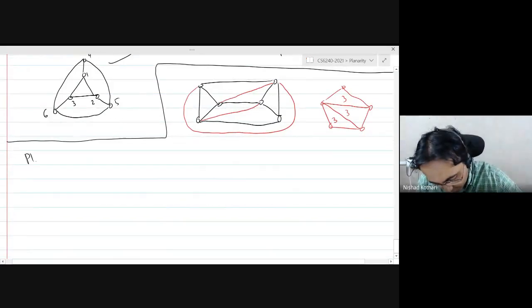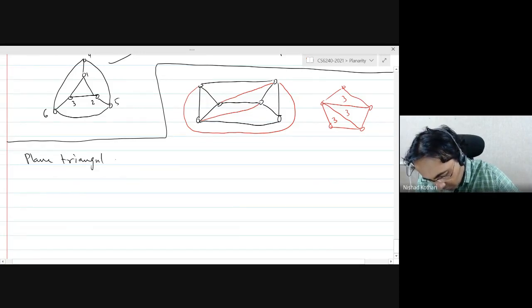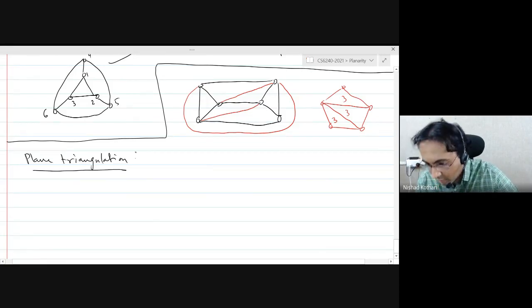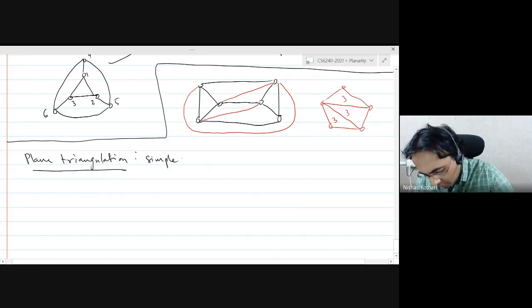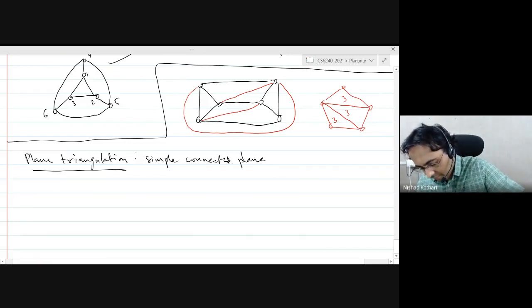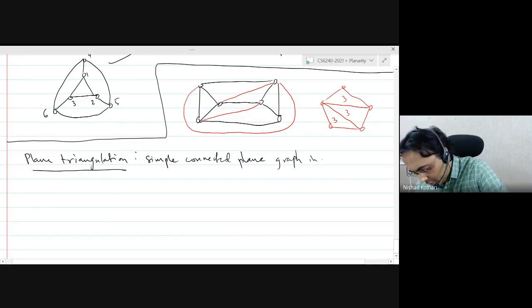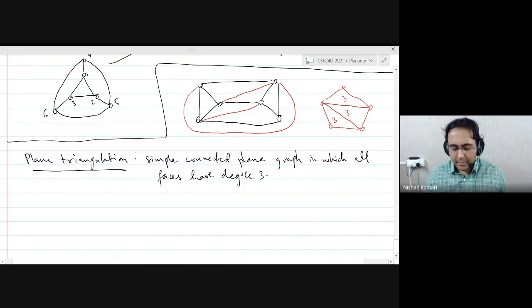So a plane triangulation is a simple connected plane graph in which all faces have degree 3. Okay.